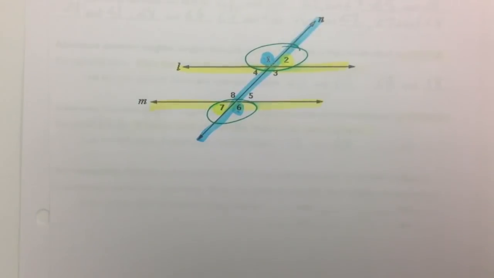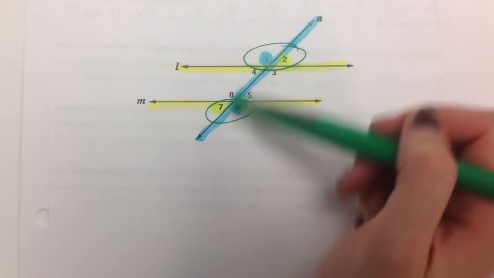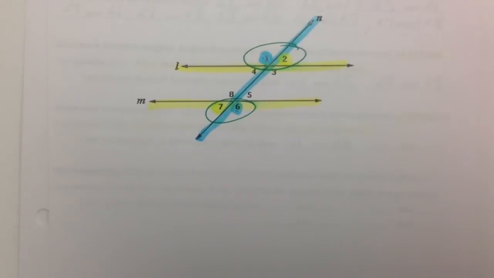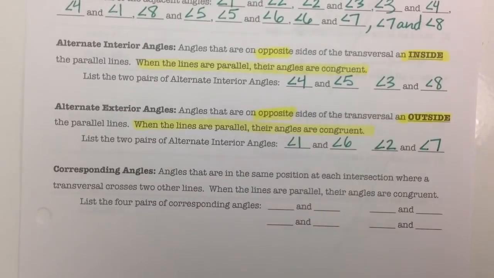And if you look at them, it looks like they are the same measure. This is an obtuse angle, these are acute angles. So our last one here was angle 2 and angle 7.